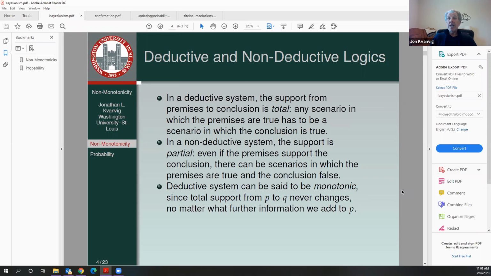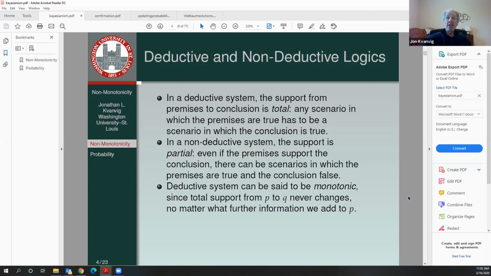The language here, if you think about somebody who's a monotone singer, for example, what is it to be a monotone singer? Well, you won't make much money singing, that's for sure. What makes you a monotone singer is you sing the same note no matter what. It never changes. You just stay on that one note. That's the way the support goes from P to Q. Regardless of what else is known, regardless of what else might be learned, the support stays constant.